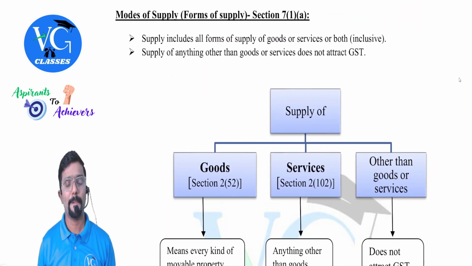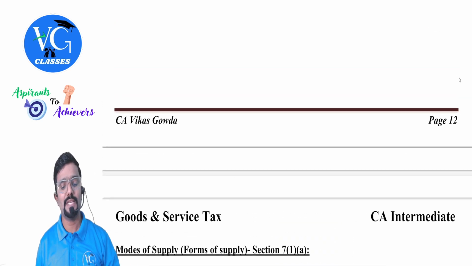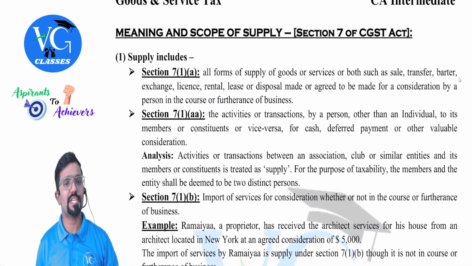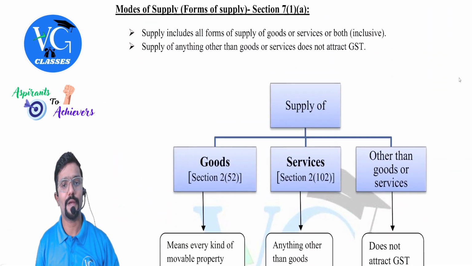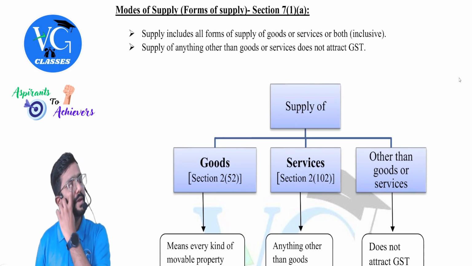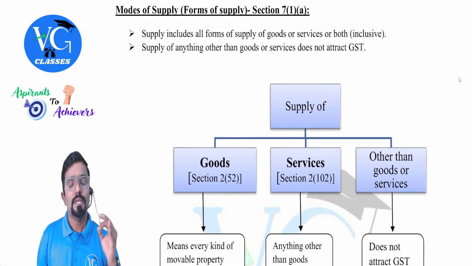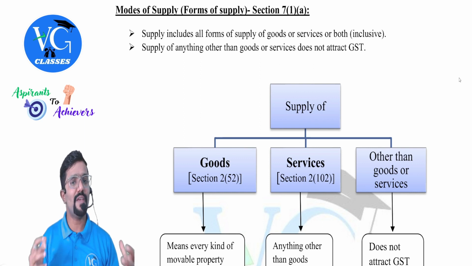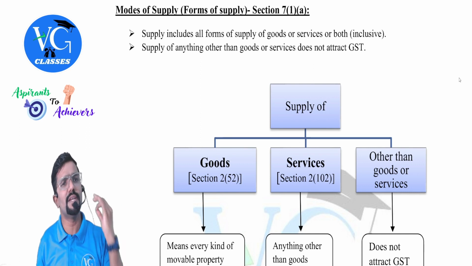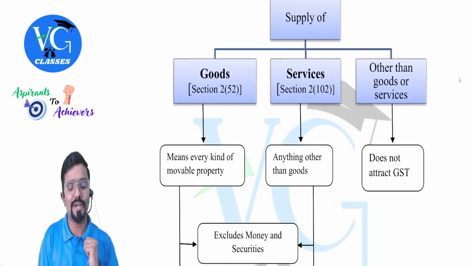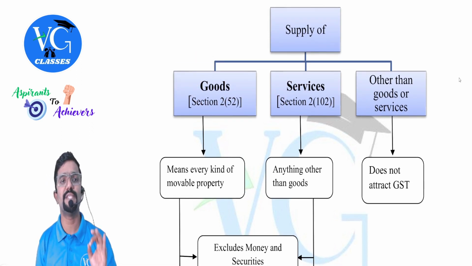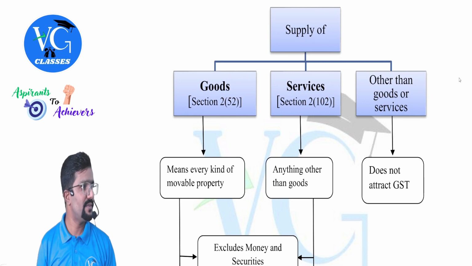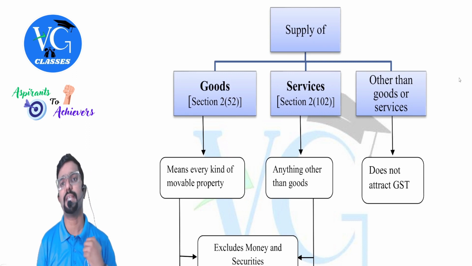Now let us go into a little detail about this. In the next page, I have covered it. In this page, I have just given the main content of that section, guys, whereas the explanation I would have given a little later. Okay, let me explain it here. 7.1a: Supply includes all forms of supply of goods or services or both, inclusive. Supply of anything other than goods or services does not attract GST. So it is important for us to understand what is goods and what is services. Goods as well as services are defined under the CGST Act. What is it? Let us understand.